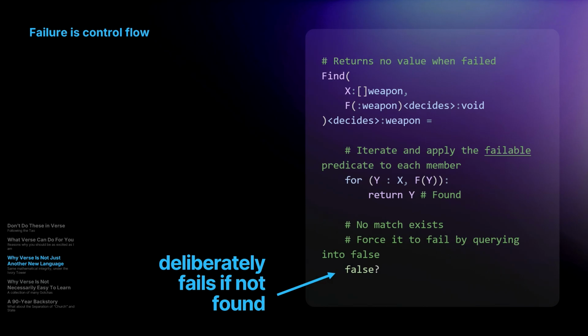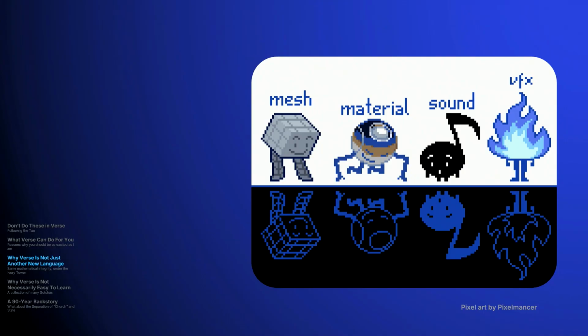In this example, the loop iterates through elements, returning a match immediately if found. If no match is found by the end of the list, it fails on purpose. This demonstrates failure as control flow, a core concept in logic programming like Verse. Now that we have seen some Verse code, how do we link it to the assets in an Unreal project?